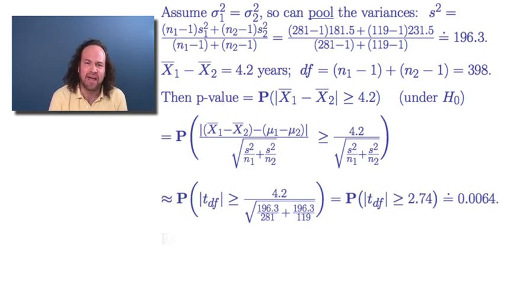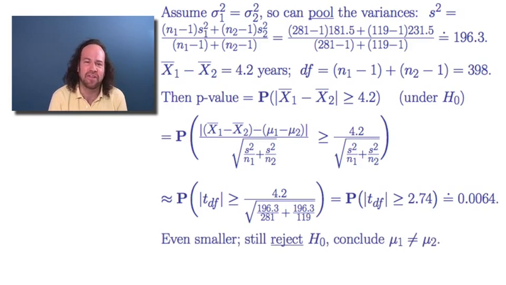So this is a p-value which is even a little bit smaller than the p-value we got when we didn't make that assumption, when we didn't use the pooled estimate for the variance. And once again, we would probably say that we're going to reject the null hypothesis. Once again, we would say that the male skeletons do indeed have a different true mean age compared to the female skeletons.